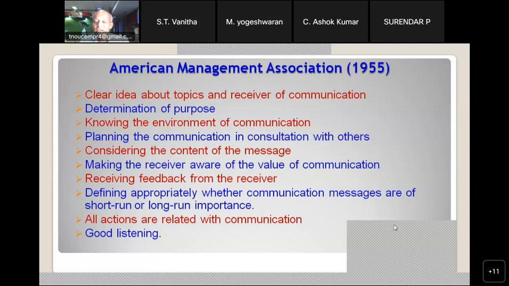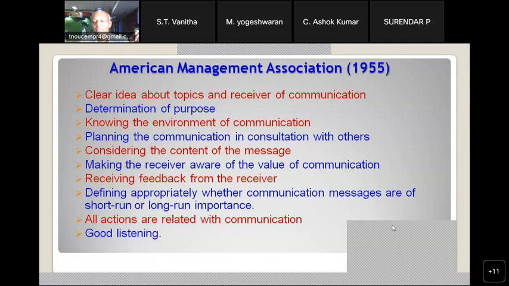And making the receiver aware of the value. So you are the receiver, and for the past 15 days, I have been sending so many messages to make you aware. That's why at least today some 13 or 14 people are attending the class. So that means some of you are aware of the value of communication. What is the value of communication? If you are attending the class and doing all the assignments, then naturally you will get good marks. And that is a value.